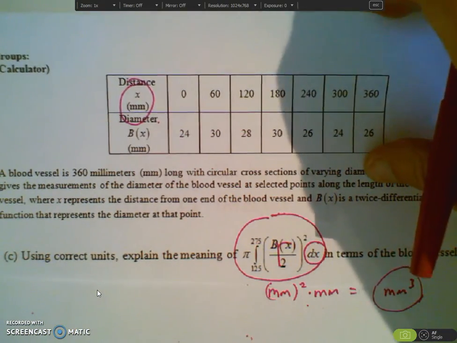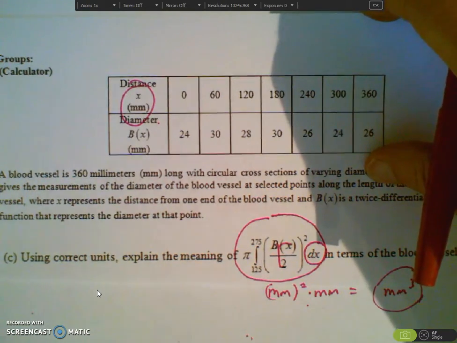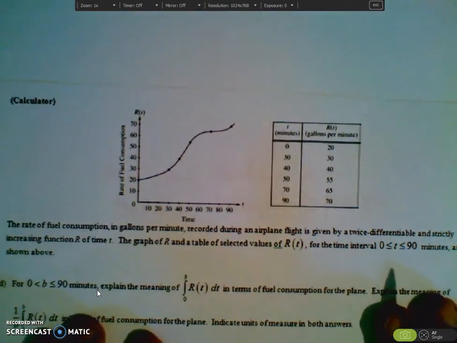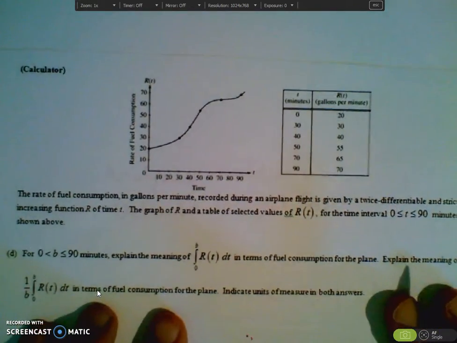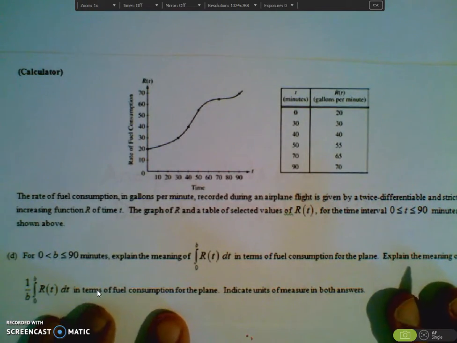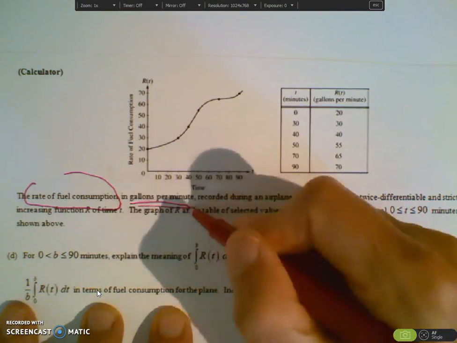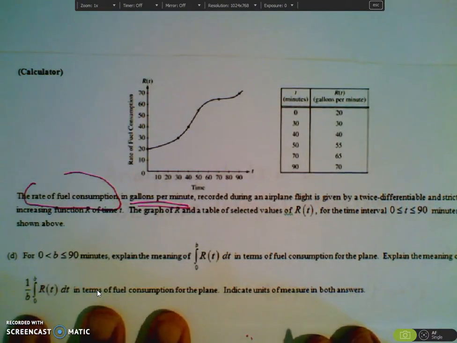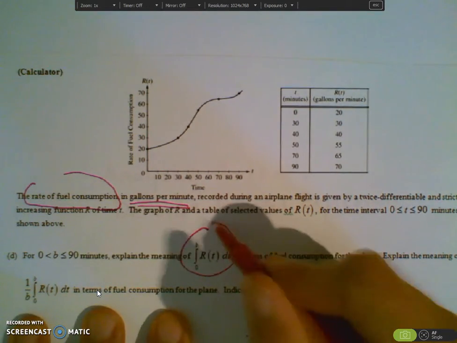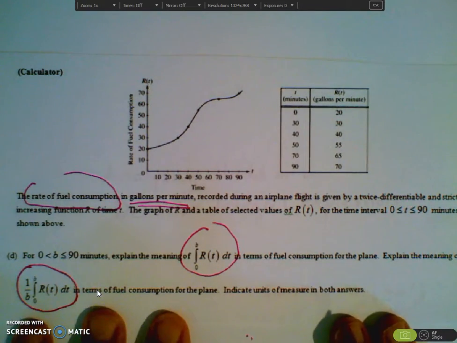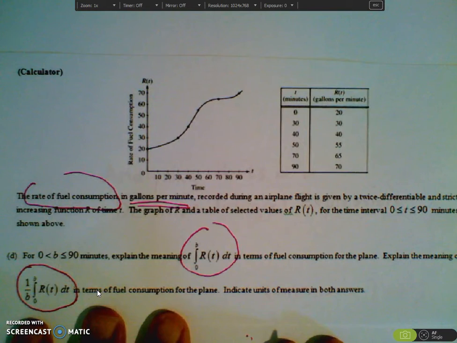I've got one more example, but in this next example we have two different definite integrals that we'll try to interpret. Okay, so here we've got some information given. R of t represents the rate of fuel consumption, and that's measured in gallons per minute. And then we're going to determine the units for these two definite integral expressions. Again, you might want to pause the video here, see if you can determine the correct units, and then restart the video to see if you're correct.